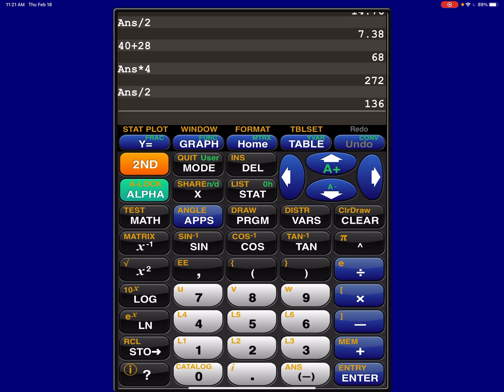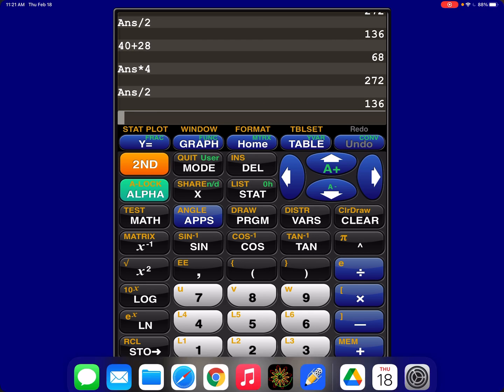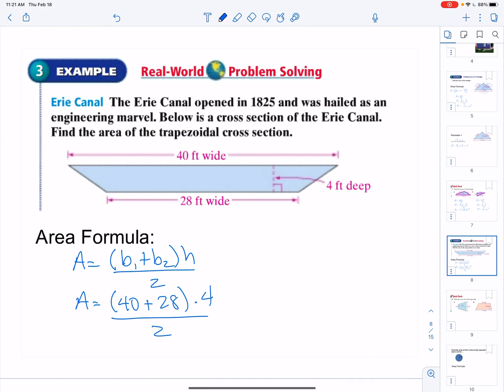Okay, so let's try that one more time. We take our two bases, we add them together, because what I like to do is force order of operations. So 40 plus 28, enter, times how tall it is, 4, enter, and then divide that by 2, enter. And that gives me 136. So let's go back to our page here. A is equal to 136, and in this case, feet squared, because we are trying to find area. All right, so that's how we do a trapezoid.